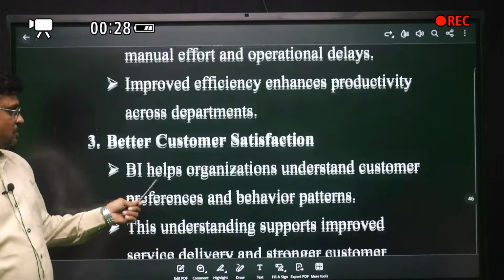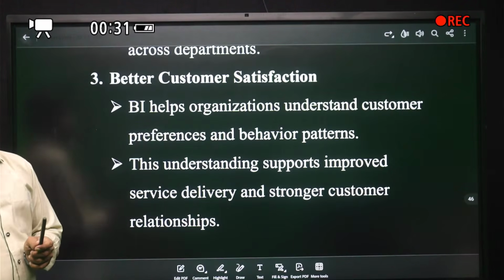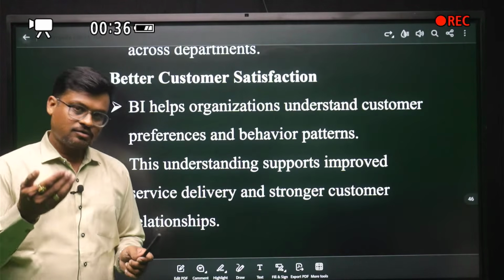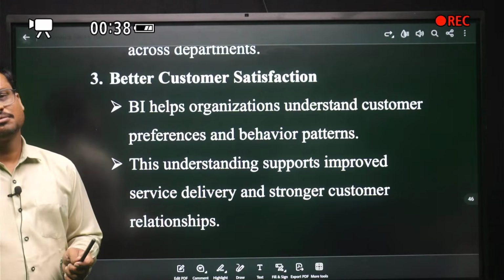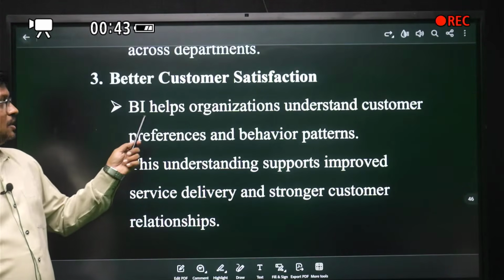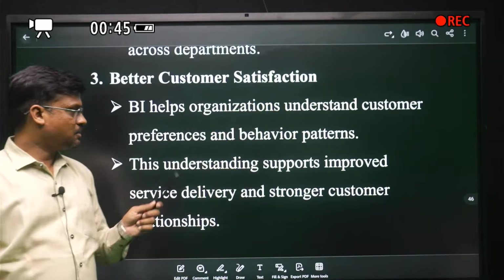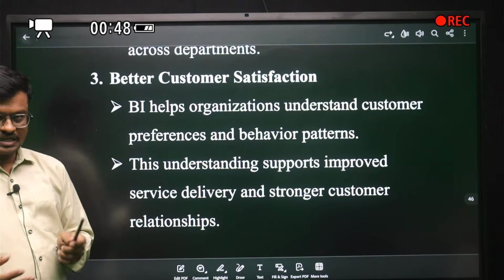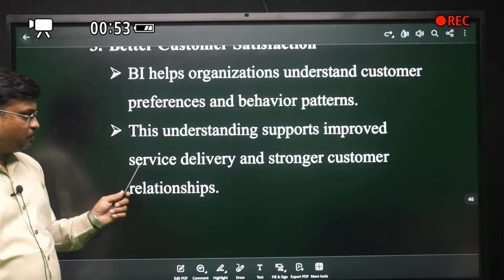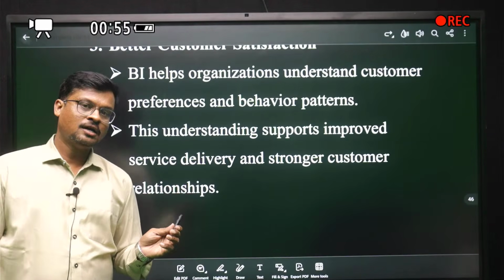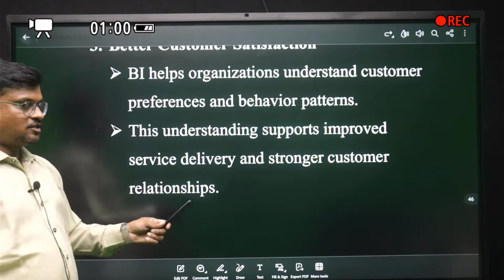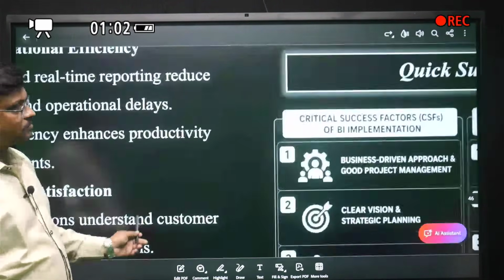Okay. Third one, better customer satisfaction. When you are able to understand the behavior of the customer, you will be able to satisfy the customer. Obviously, customer retention is increased. That is your best customer satisfaction. BI helps organizations understand customer behaviors, preferences, patterns, interests. This understanding supports improved service delivery and stronger customer relationships. So instead of unnecessary rejections from the customer, you'll enjoy customer retention.